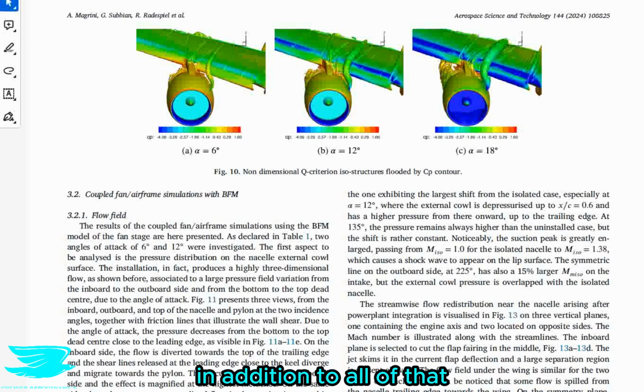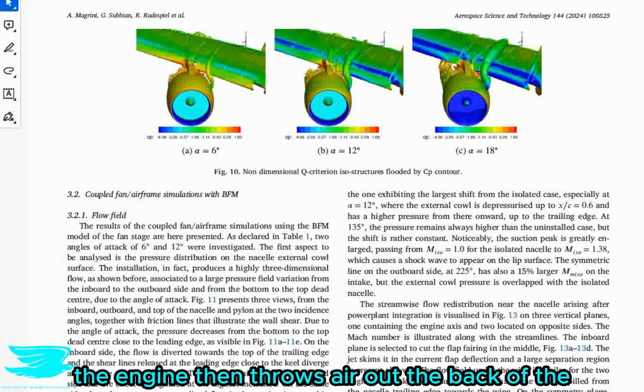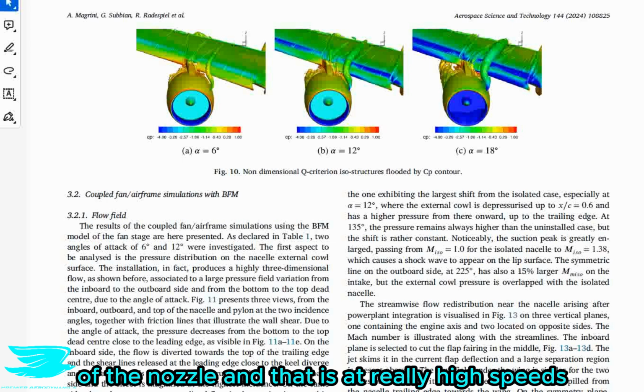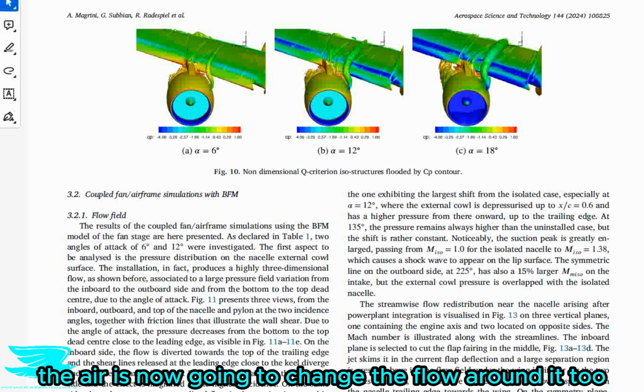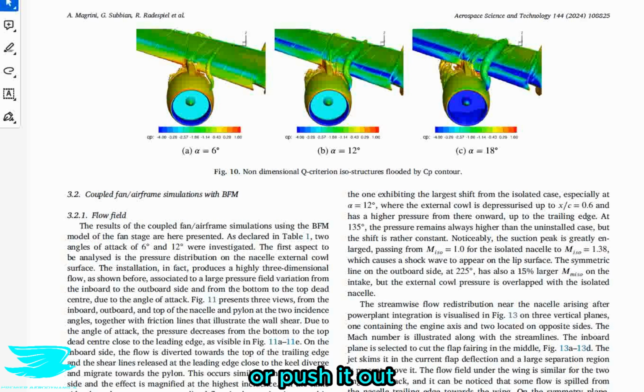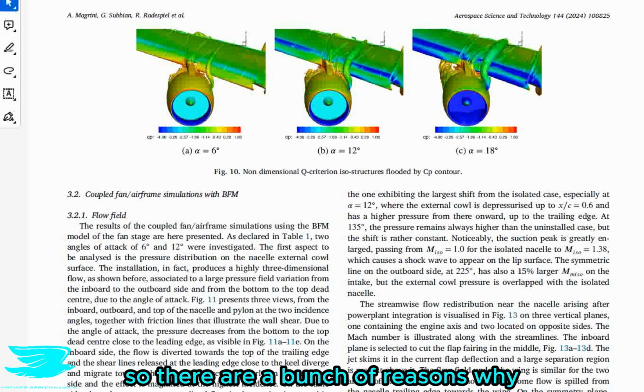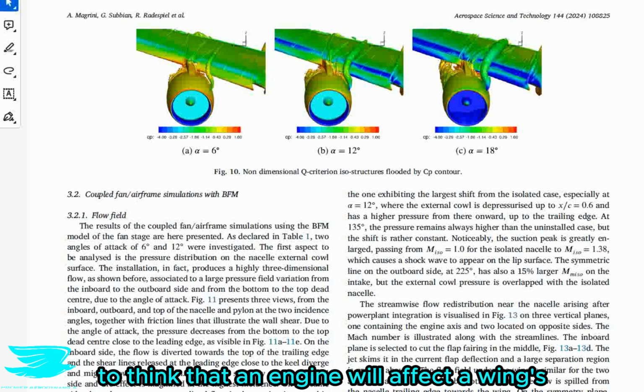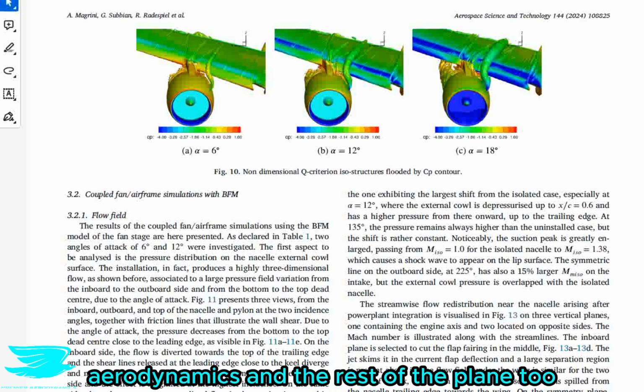In addition to all of that, the engine then throws air out the back of the nozzle, and that is at really high speeds. The air is now going to change the flow around it too, and depending on what that pressure is, it can either draw more air into that region or push it out. So there are a bunch of reasons why it is very logical to think that an engine will affect a wing's aerodynamics and the rest of the plane too.